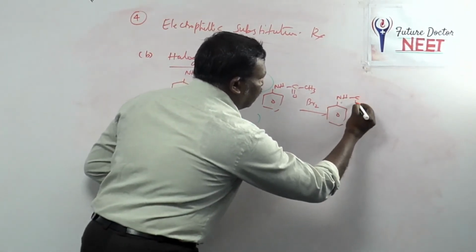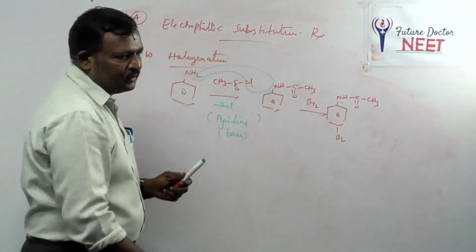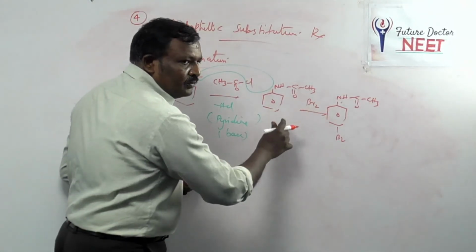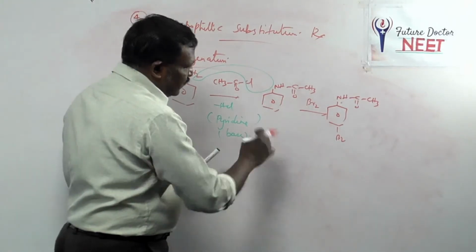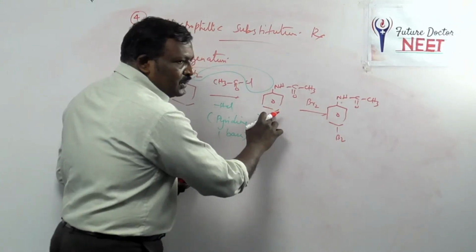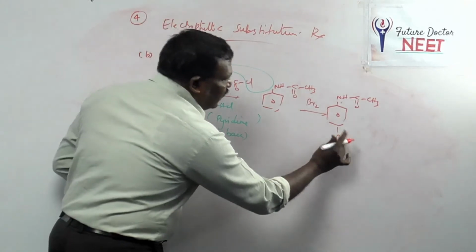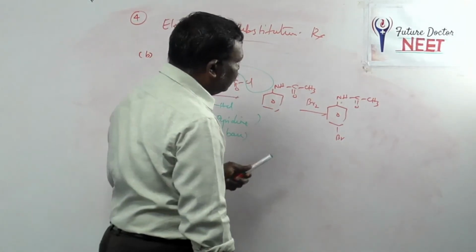NHCOCH3. Here, simply write Br. Don't write Br2, because one H here, one Br here. If you want to add anything to the ortho or para position, we have to replace hydrogen. That hydrogen plus Br, HBr will be removed. Then only we can add Br. Don't write Br2. Okay.